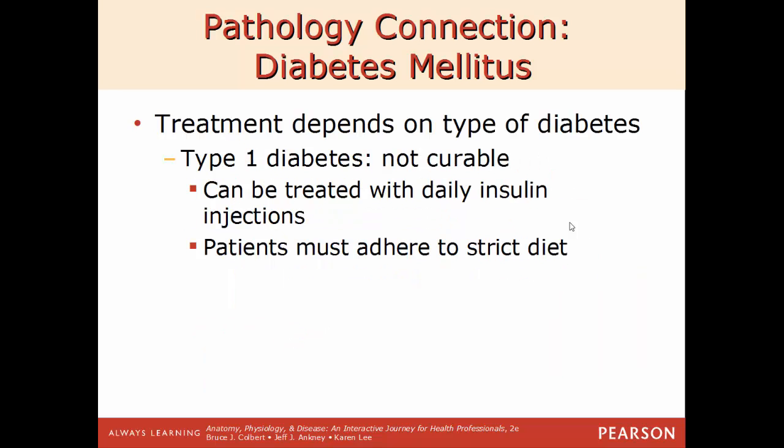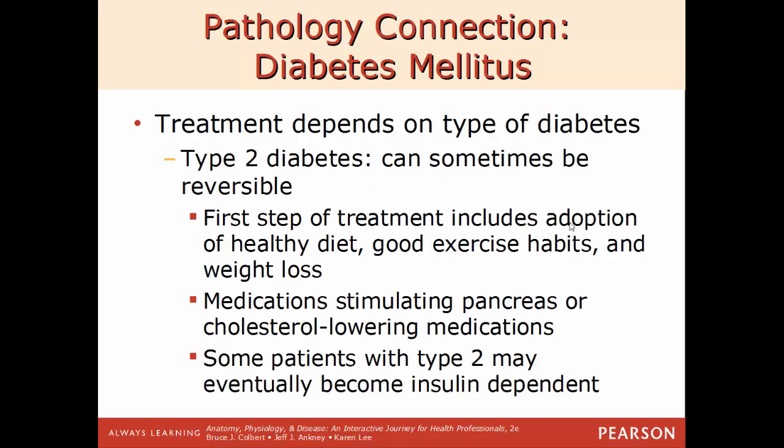Now the way you treat these various forms of diabetes depends on what type you have. For type 1 diabetes, it's not curable. You can manage it and treat it with daily insulin injections, and you can stick to a very strict diet. For type 2, depending on how bad it is, it may be able to be reversed. The first step is usually switching to a healthier diet, exercising more, and then losing weight. If you are borderline diabetic, this can usually put you back to normal. If you're able to control your diabetes with diet and exercise, that's usually the best course.